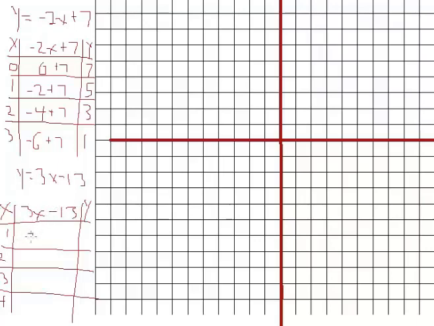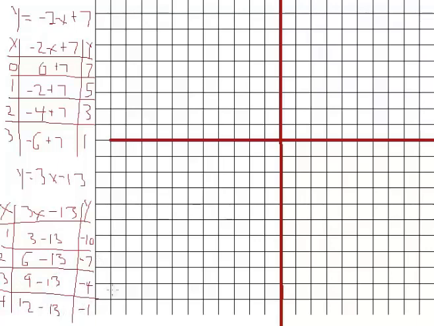3 times 1 is 3, minus 13 is negative 10, right? Next we have 3 times 2, which is 6 minus 13, which is negative 7. Then 3 times 3, which is 9 minus 13, which is negative 4. And 3 times 4, which is 12 minus 13, is negative 1.